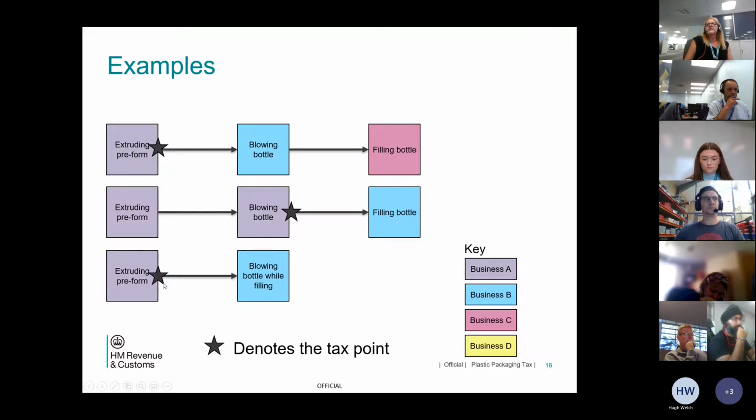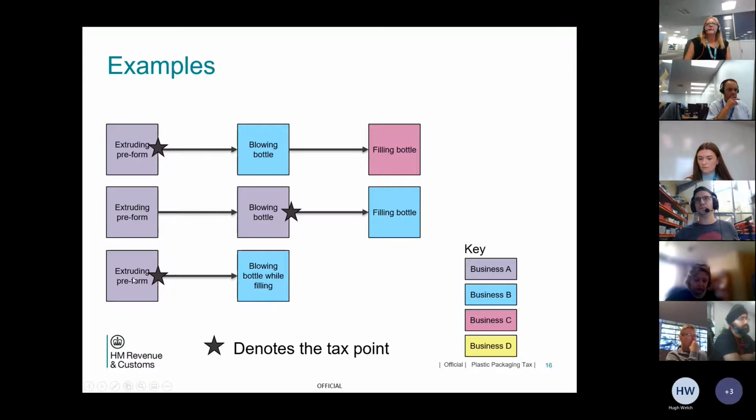Just some examples of that. We just talked about extruding the preform, blowing a bottle, business B blows the bottle and somebody else fills the bottle. We talked just then about the preform being that point. So this denotes the tax point here, i.e. when it's finished. So if it was finished in June, you would be accounting for that on your Q1 tax return and so on. Here, the same business is extruding the preform and blowing the bottle. So the item is finished at this point here where they're blowing the bottle.